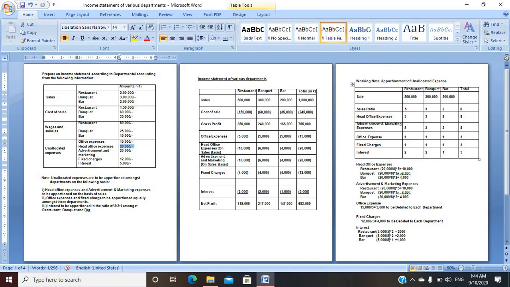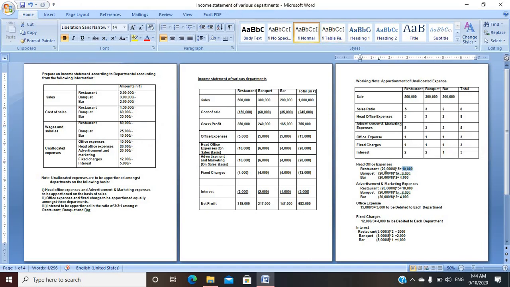20,000 divided by 8 into 5 gives me the figure 10,000. 20,000 divided by 8 into 3 gives me the figure 6,000. 20,000 divided by 8 into 2 gives me the figure 4,000. So let me repeat this formula once again for you all.